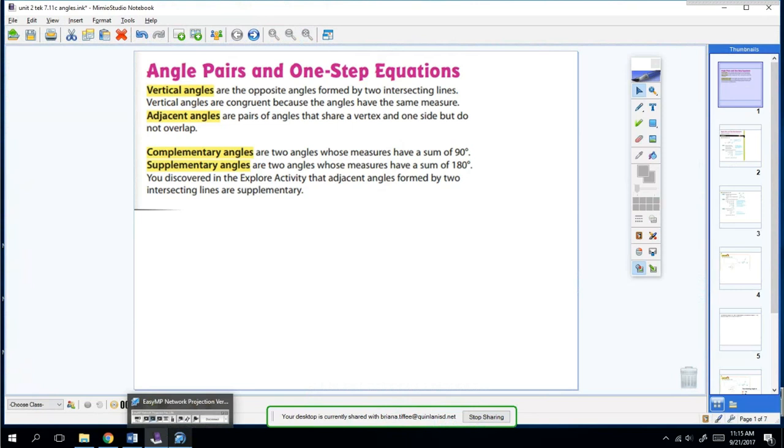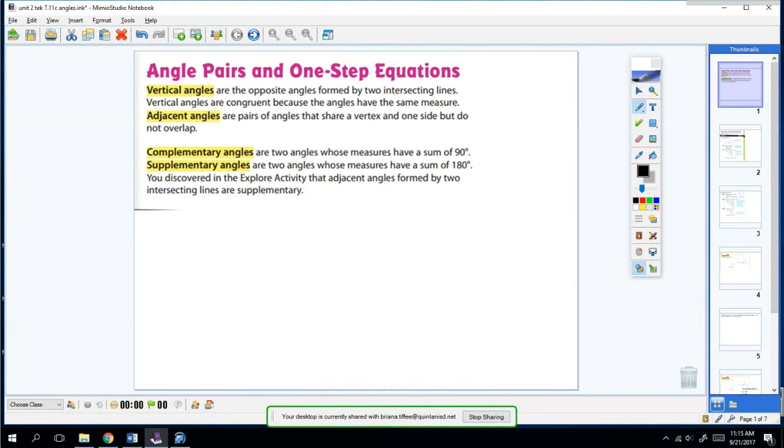We're going to be learning about two-step equations and angles and how to apply them to geometric figures. So before we can do that, we actually need to learn some vocab words. The first vocab word we're going to learn is vertical angles. Vertical angles are the opposite angles formed by two intersecting lines. Since they're opposite angles, their angles are going to be congruent, meaning they're going to have the same measure or the same angle.